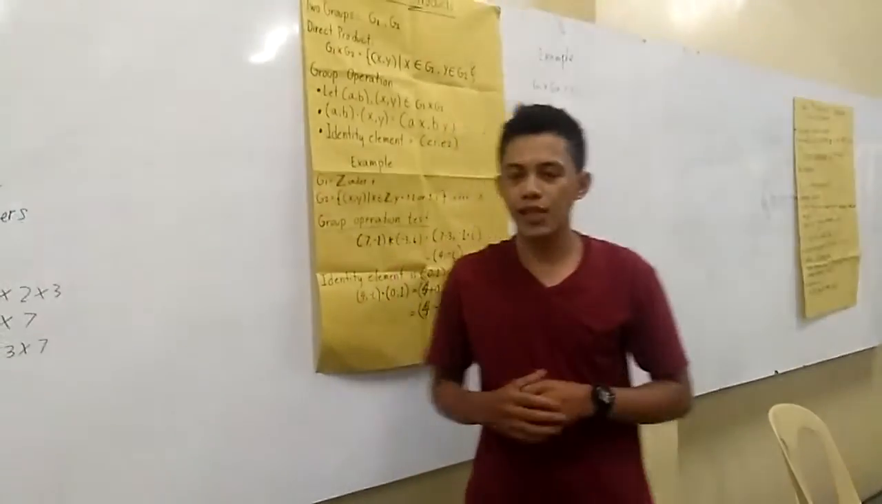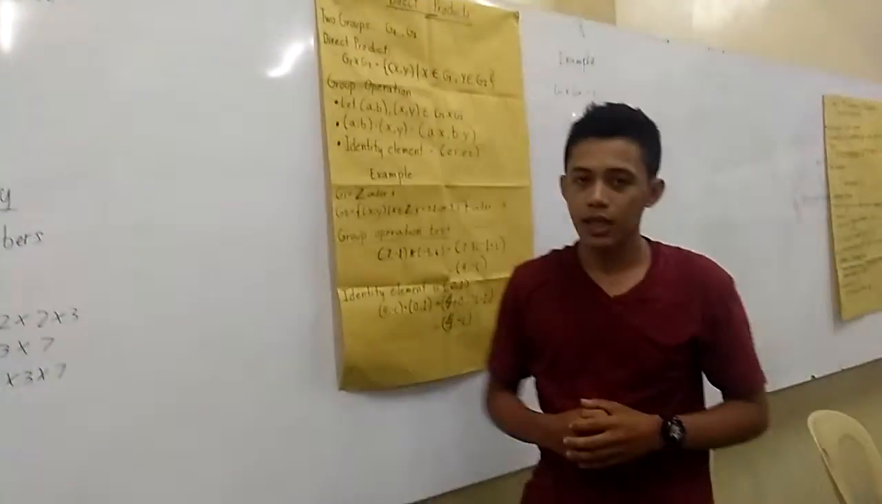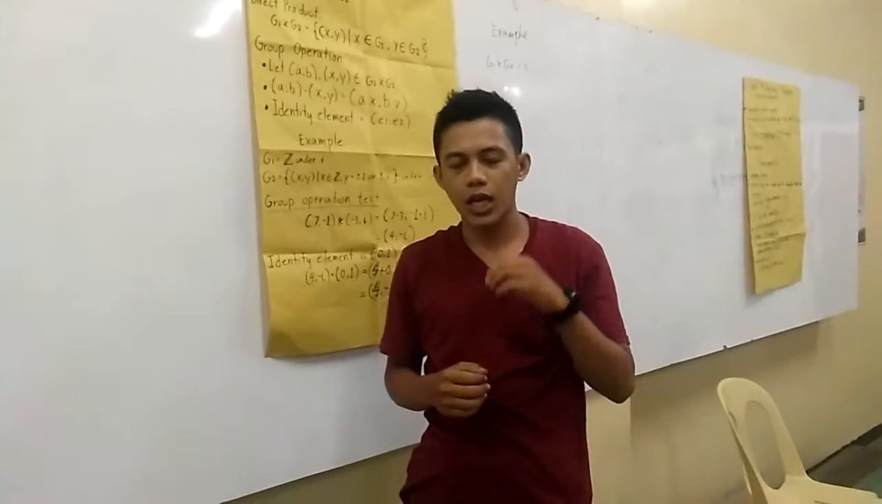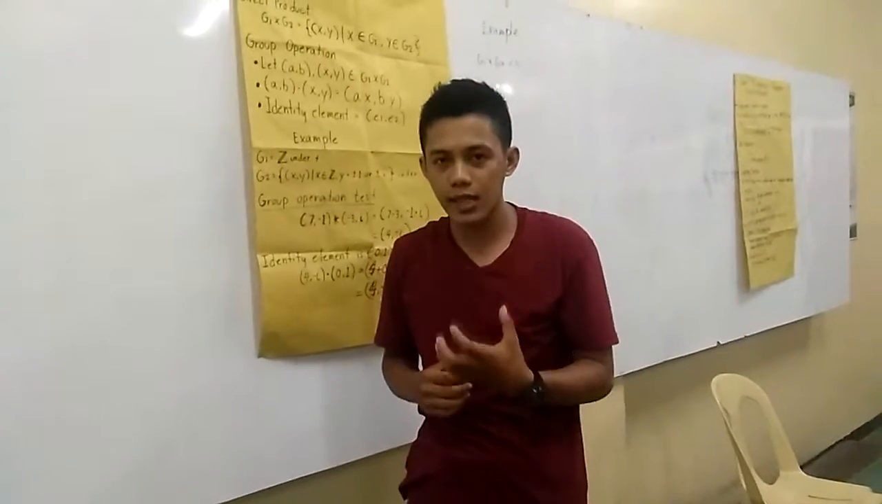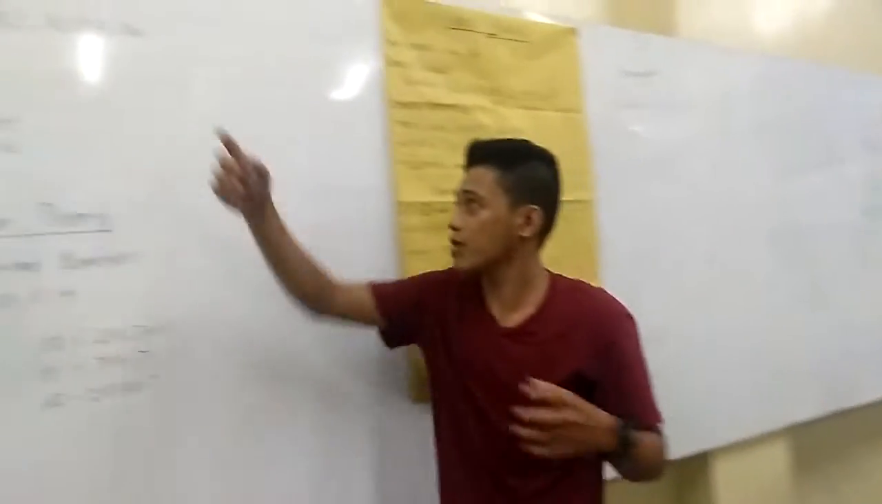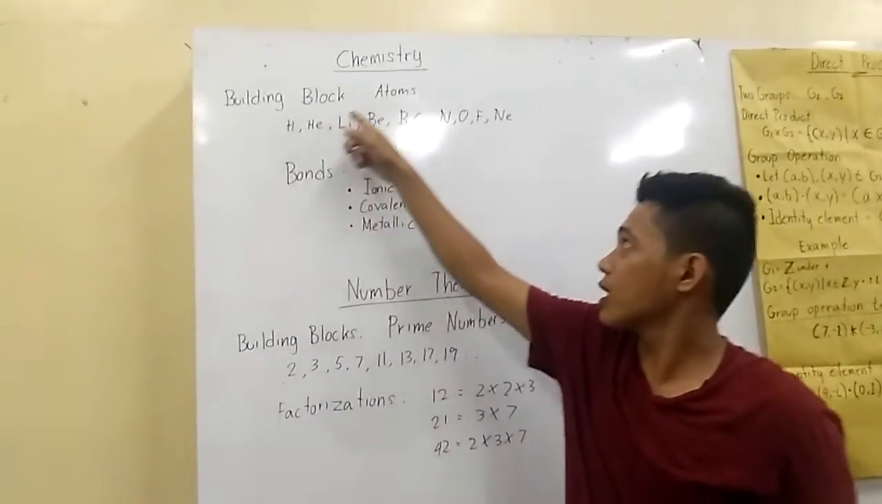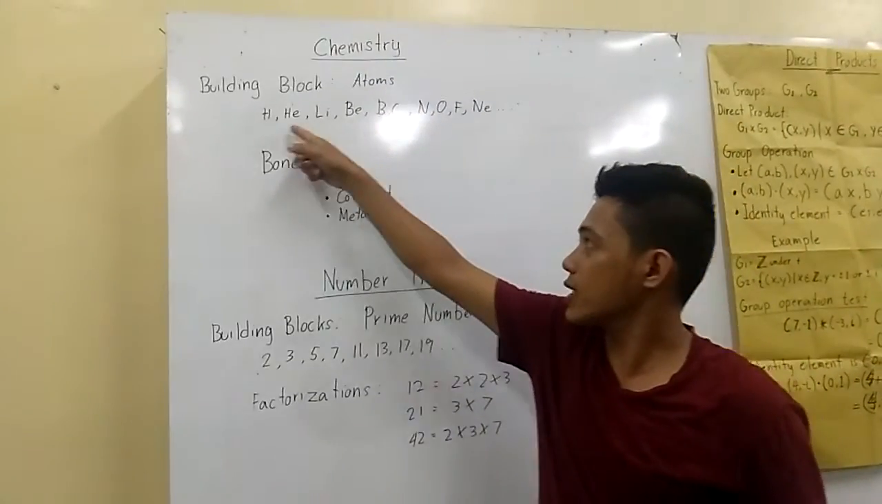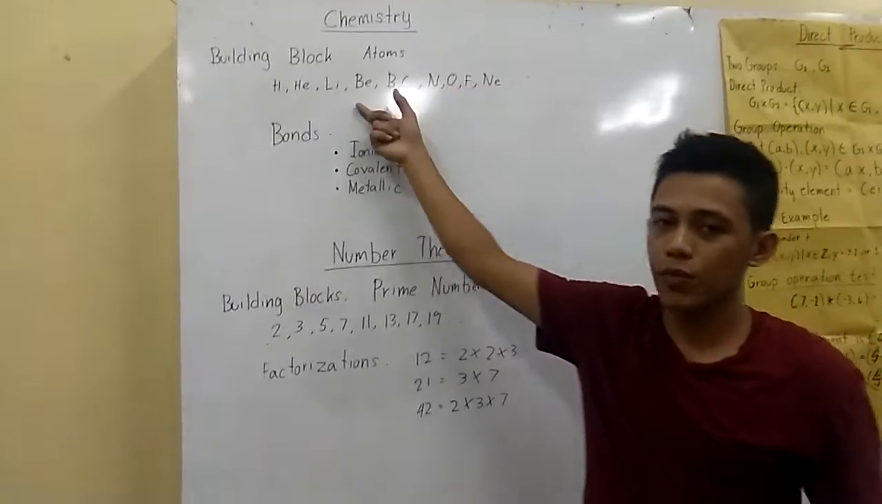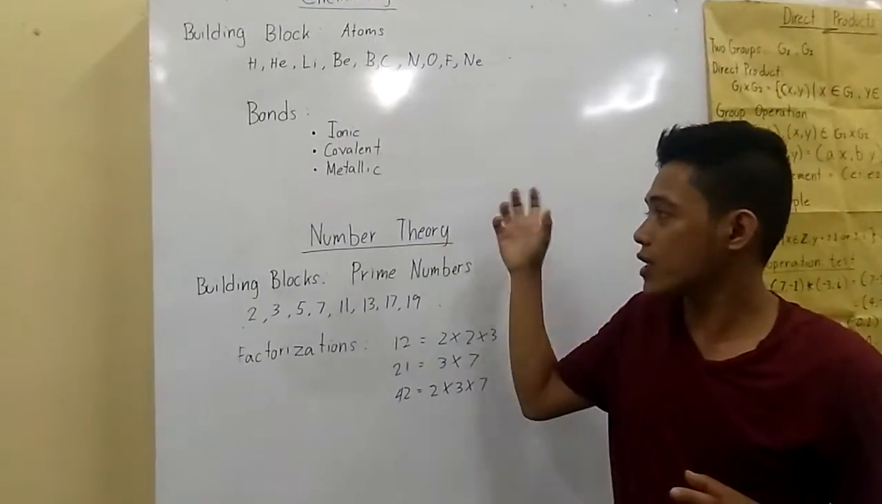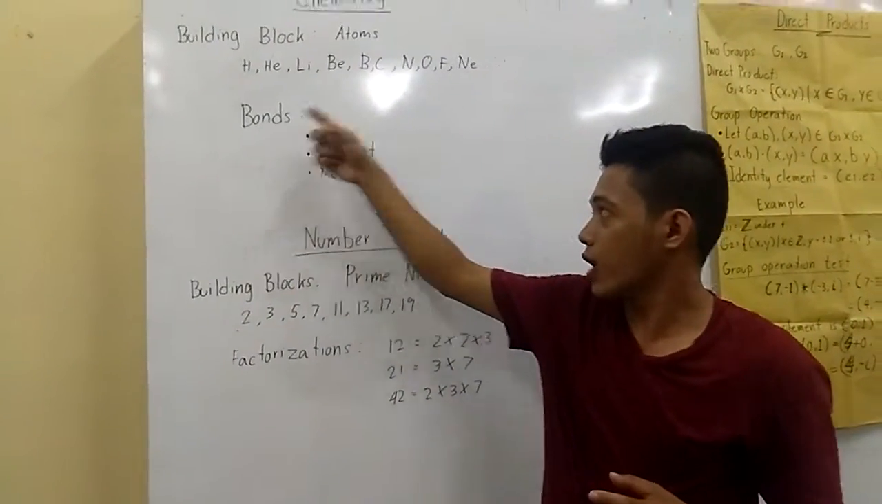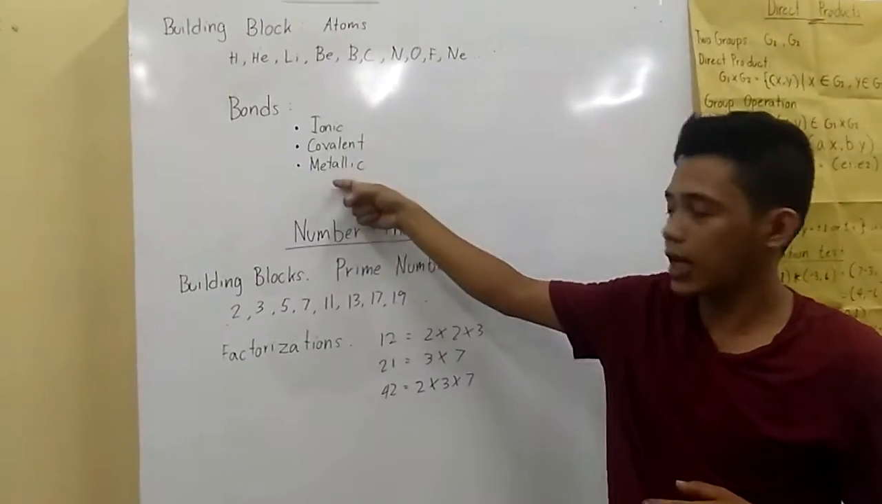Okay, so this time I will discuss what a direct product is. But before that, every subject has its foundation. For example, in chemistry, the building block is atoms. There are different kinds of atoms, and we can combine these atoms into what are called bonds. We have ionic bonds, covalent bonds, and metallic bonds.